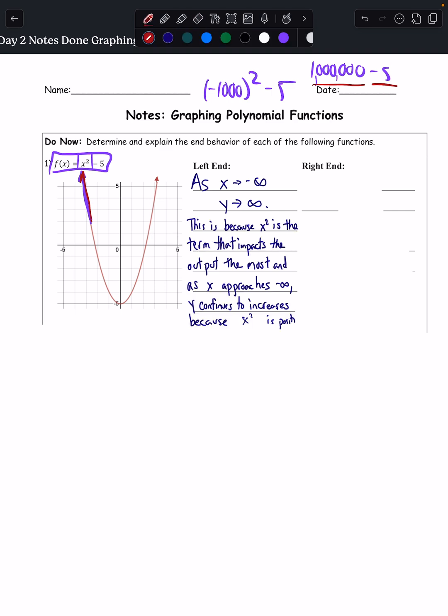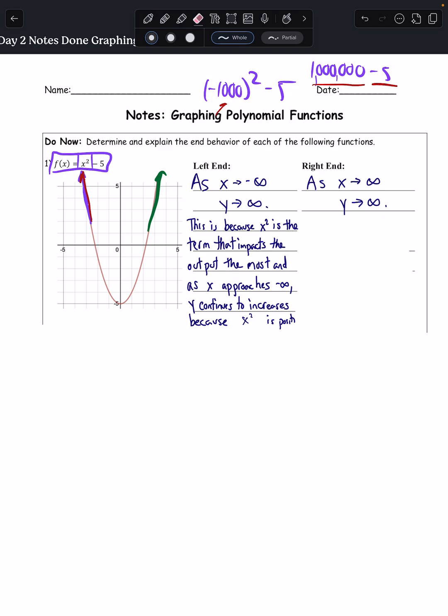This is because the x squared is the term that impacts the output the most, and as x approaches negative infinity, like a very small negative number there, y continues to increase because the x squared is positive. And then if you look at the right end behavior, it's very similar. What's the x approaching on the right end? It's approaching positive infinity. And then the y is also going up, so the y is approaching positive infinity. And that's for the same reason as above.